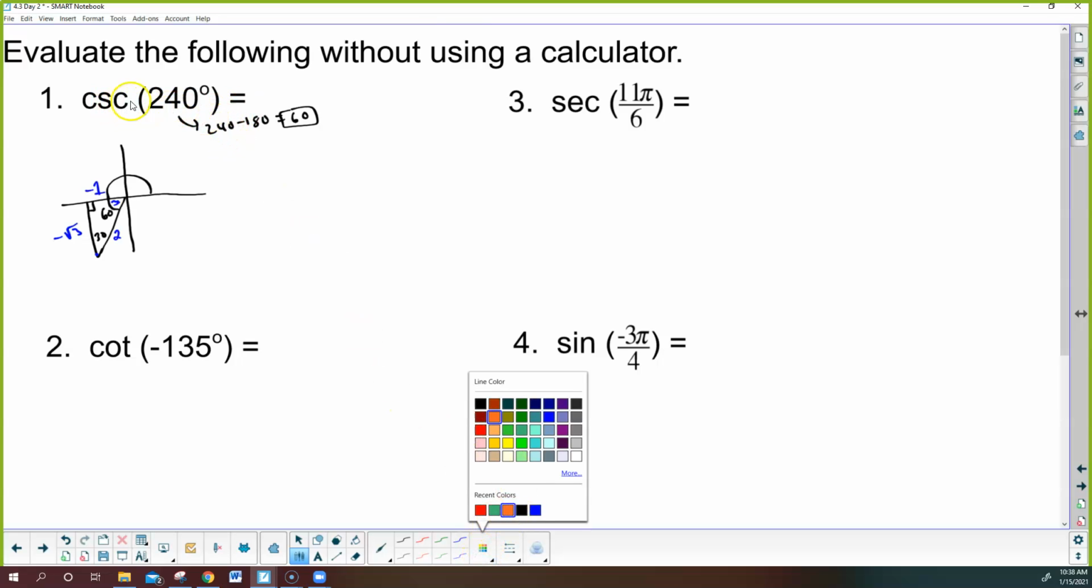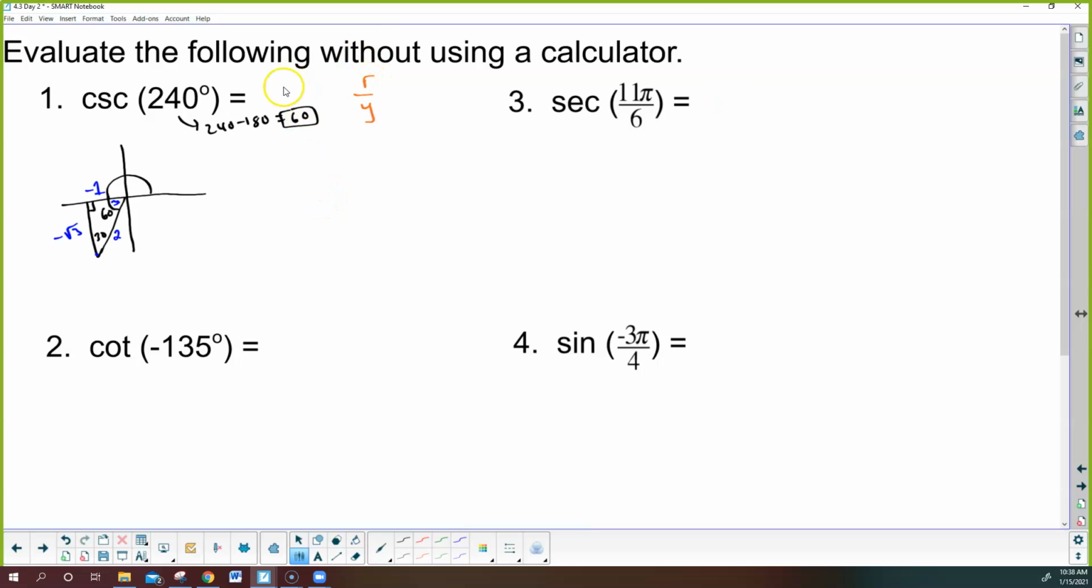Now, you have a couple of ways to do this. What is cosecant? Cosecant is r over y. Well, we know what r is. R is 2. And we know what y is. Y is negative square root 3. So you could write your answer as 2 over negative square root 3, and then simplify that. Or you could think, wait a minute, sine is opposite over hypotenuse. So you could also do this as hypotenuse over opposite. There's two ways to think of it.